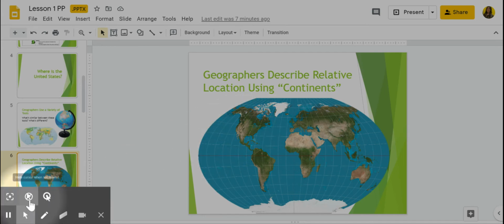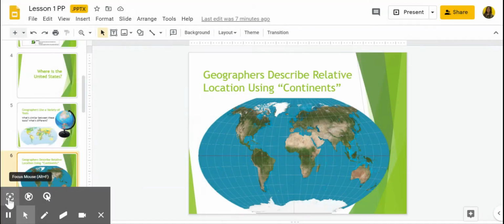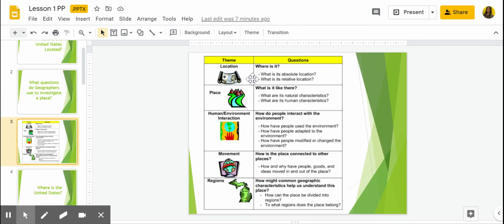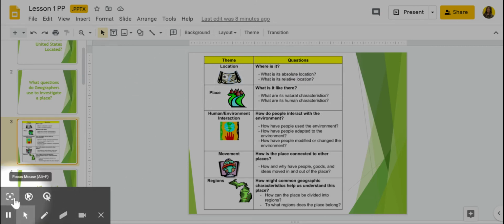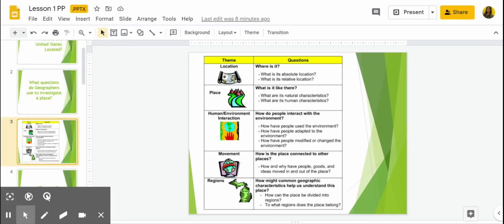So I'm going to go ahead and turn this off. And maybe I want to remind you, if you look up here on location, it said, where is it? What is its absolute location? What is its relative location? So the difference between absolute and relative location are this. Absolute is the exact location, and we'll talk about that. Relative is describing using places around it.